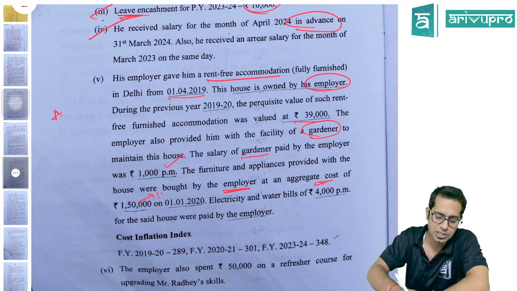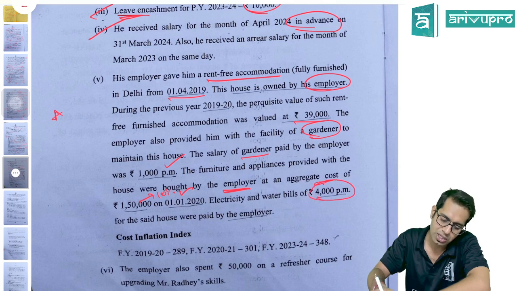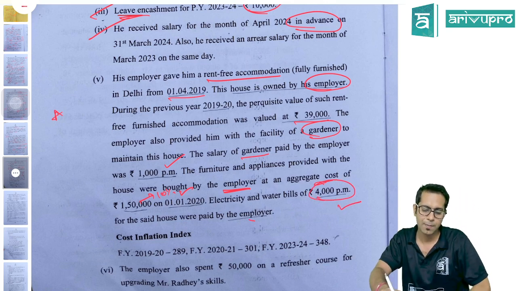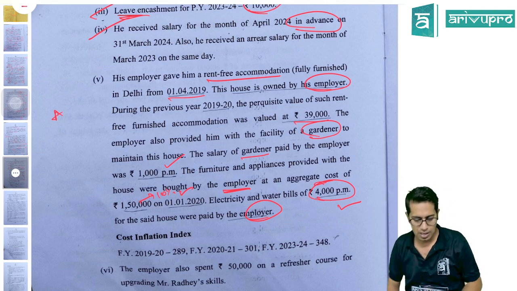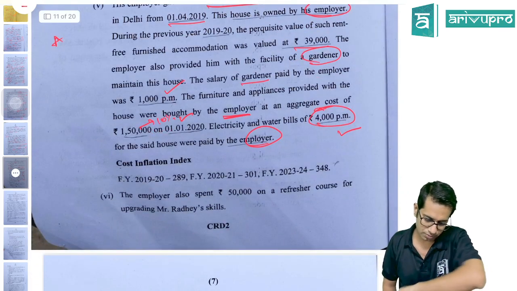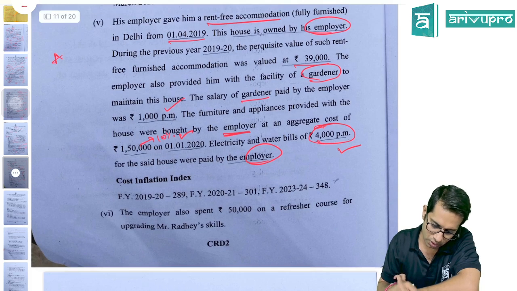So over here 10% of the cost will be added to this rent-free accommodation. Electricity charges and water charges of 4,000 rupees were paid by the employer, therefore this also will be added. So all these things will be added to your rent-free accommodation value.